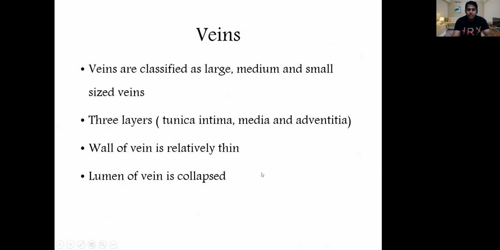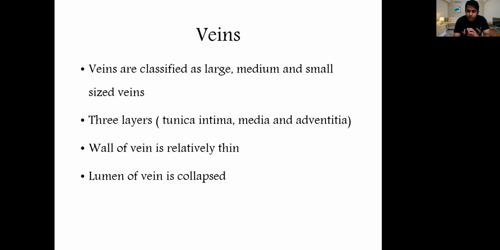Okay. Let us go to the veins. The veins are classified as large, medium, and small size veins, as we have classified the arteries. They again have three layers: intima, media, and adventitia. Here, the prominent feature is that the wall of the vein is relatively thin, and the lumen of the vein is collapsed, not like the artery, which has a particular nature with sharp margins.